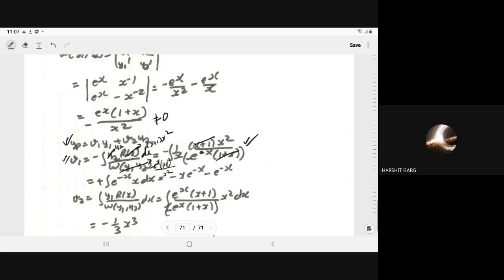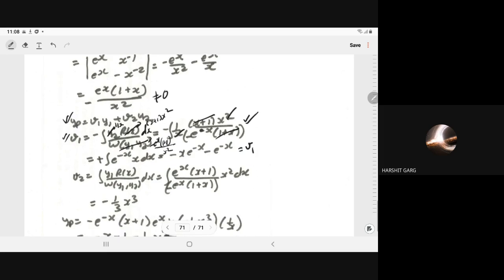So here we have x and x cancel out. So here we have the integral of e to the power minus x into x dx, and its integration will be minus x e to the power minus x minus e to the power minus x. So that is your v1.